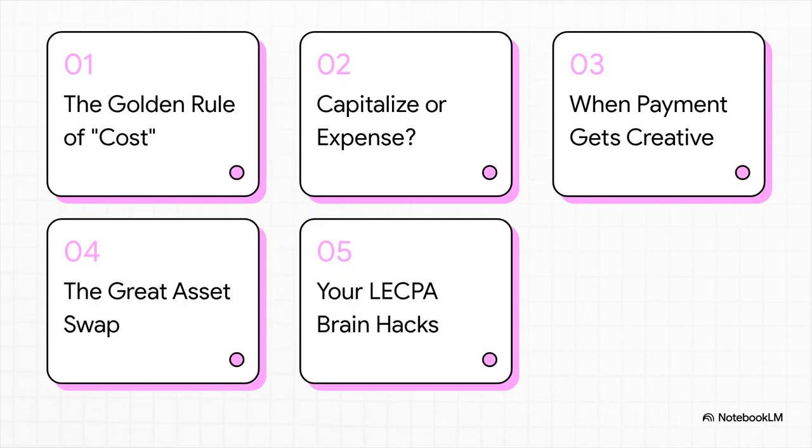Okay, here's our game plan for this session. We're going to start with the absolute golden rule of cost. Then, we'll figure out how to filter what gets capitalized versus what gets expensed. After that, we dive into the tricky stuff, creative payments, and the great asset swap. And we'll wrap it all up with some killer brain hacks to make sure this knowledge actually sticks.